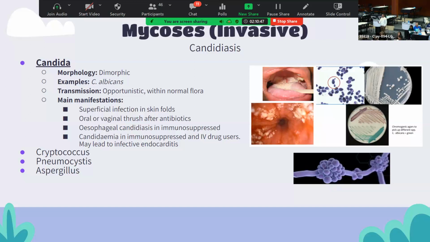Candida, dimorphic, main one is Candida albicans. It's opportunistic and is found within the normal flora. The main manifestations are either superficial infections or it can cause thrush, especially after antibiotics. It can also cause esophageal candidiasis in immunosuppressed people, and it can even go into the bloodstream, so candidemia, in immunosuppressed and IV drug users. And that can also lead to infective endocarditis, which is infection of the heart, basically, which we'll cover later.